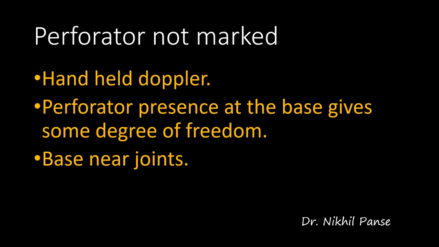Now, if we don't have a Doppler with us, or if we haven't marked a perforator in the base of the flap, it is always better that the base should be near the joints, because the periarticular plexuses are significant all across the body. As a general rule, we have a good periarticular vasculature. So it is always safer to base our flaps maybe around somewhere between 5 to 10 centimeters near the joints, obviously, if possible, depending upon the requirement of the defect. So this is always to be considered while planning a flap.